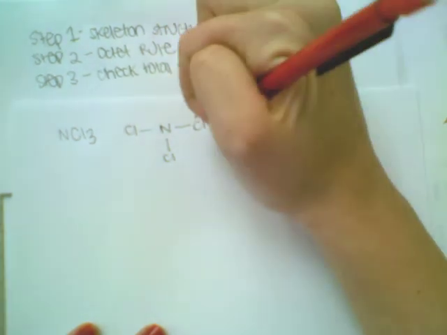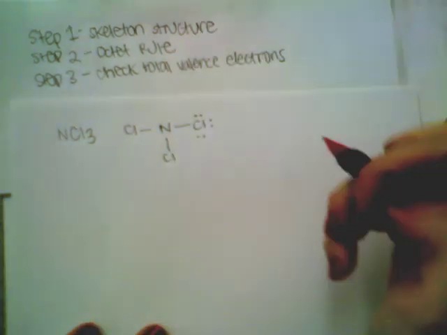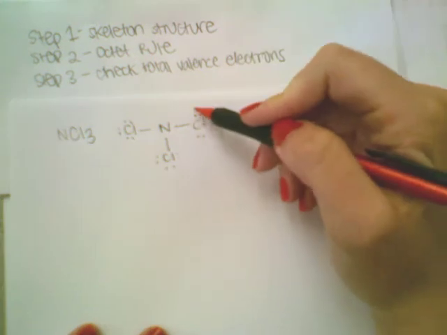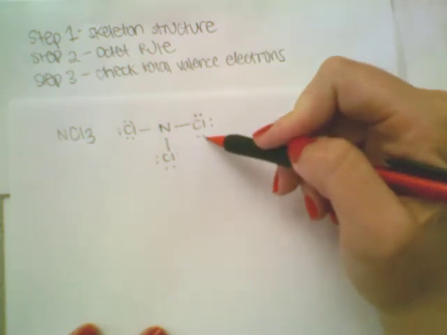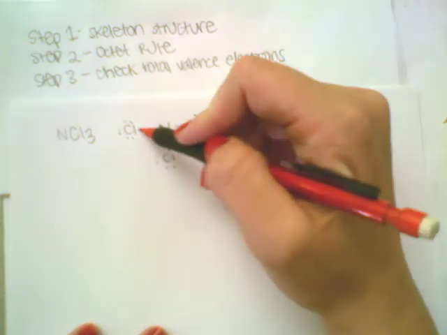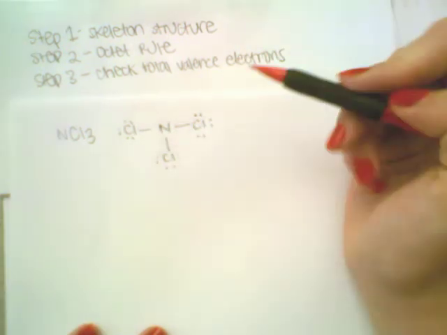4, 6, 8. We have the same scenario for this chlorine atom. 4, 6, 8. 4, 6, 8. So 2, 4, 6, 8 electrons. So nitrogen currently only has 2, 4, 6 electrons.